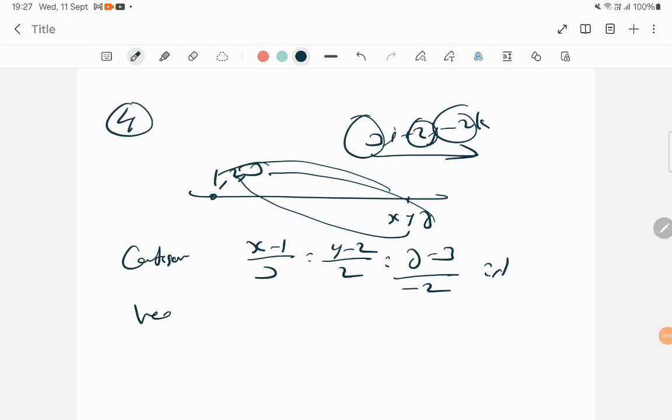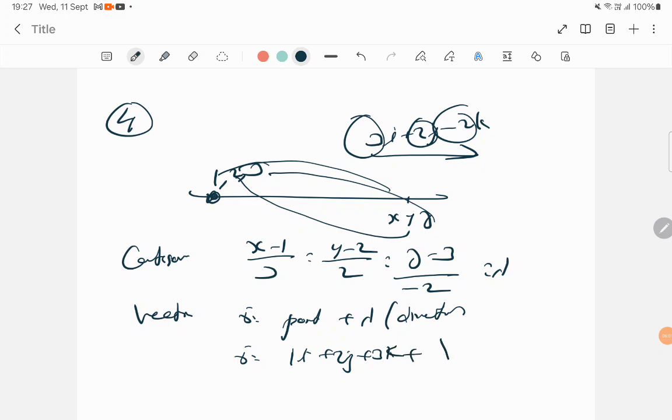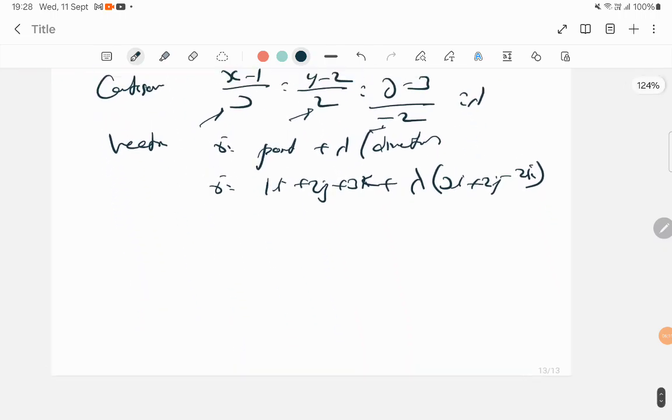Suppose they ask you vector format, you know r vector is equal to point vector plus lambda times direction vector. The point vector is 1i plus 2j plus 3k. That's the point, right? Plus lambda times direction vector. Whatever is in the denominator is always the direction vector, 3i plus 2j minus 2k. Thus you got it in vector format and Cartesian format.